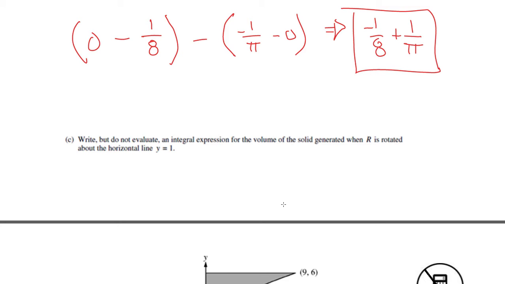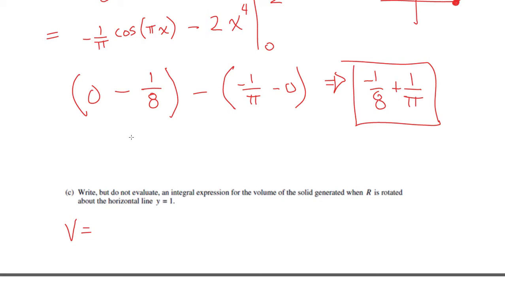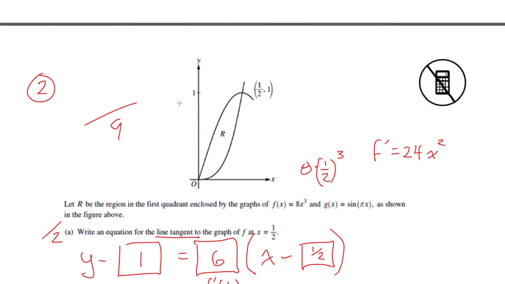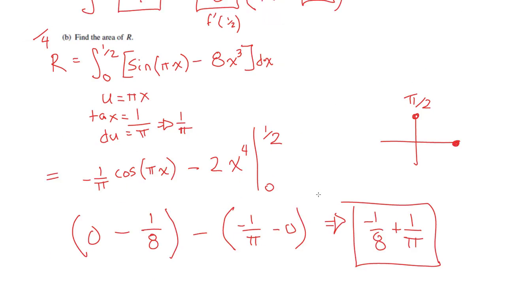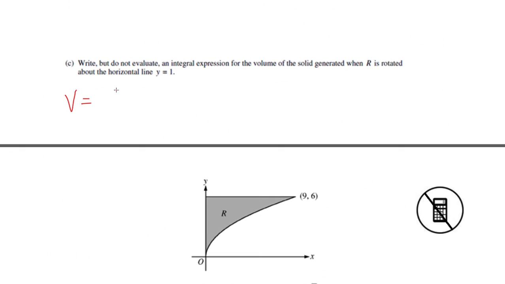All right, part C. Write but do not evaluate volume when rotated around y equals 1. We've done these before, so volume is going to be equal to, well, y equals 1, where's that? Y equals 1 is right there. So the outside is going to be that bottom one. The outside is going to be 8x cubed. So it's going to be integral between 0 and 1/2.